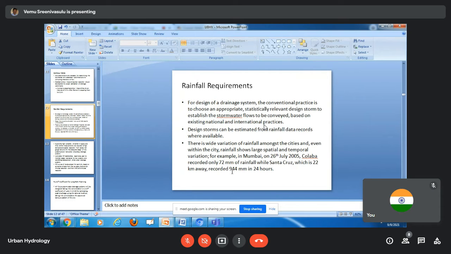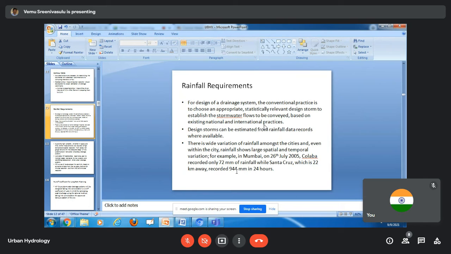Or sometimes, suppose you have a rain gauge at Santa Cruz and you are taking 944 mm, but in another part it is only 72 mm, then you are overestimating the design storm. So what I am trying to say is that if you have rain gauges at many locations and you take the average of that, then the error caused by the spatial variation will be minimized.